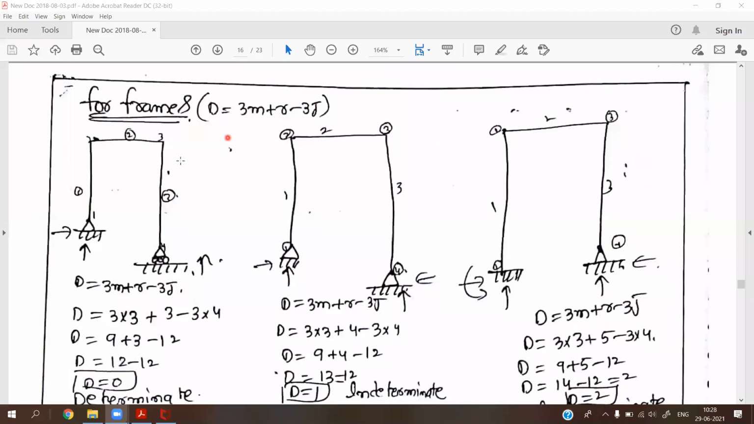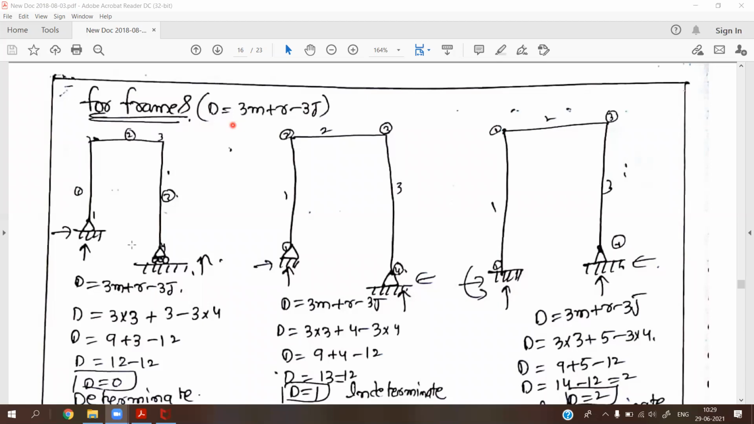Good morning. Yesterday we discussed the degree of static indeterminacy for trusses. Now we are going to the topic of frames. For frames, the degree of static indeterminacy formula is 3m plus r minus 3j, where m is the number of members, r is the number of external reactions, and j is the number of joints. This is the formula for degree of static indeterminacy for frames.